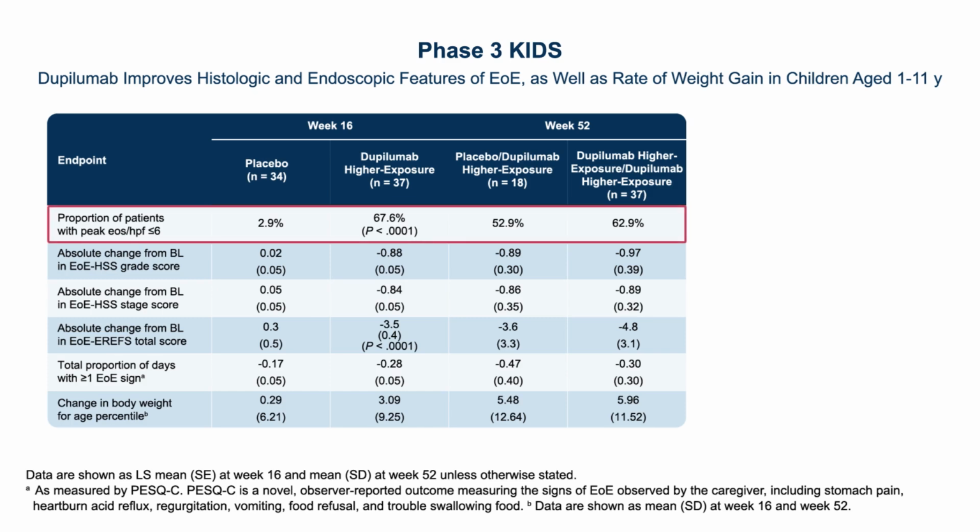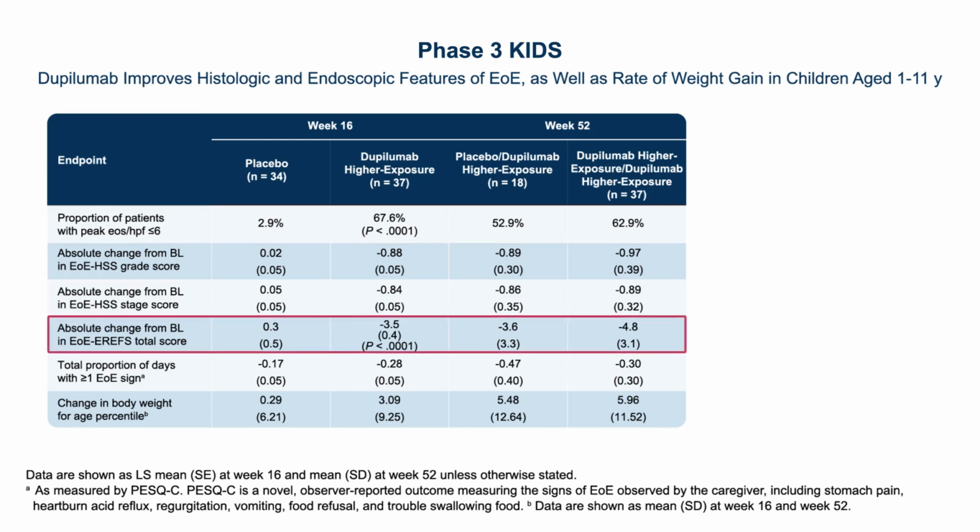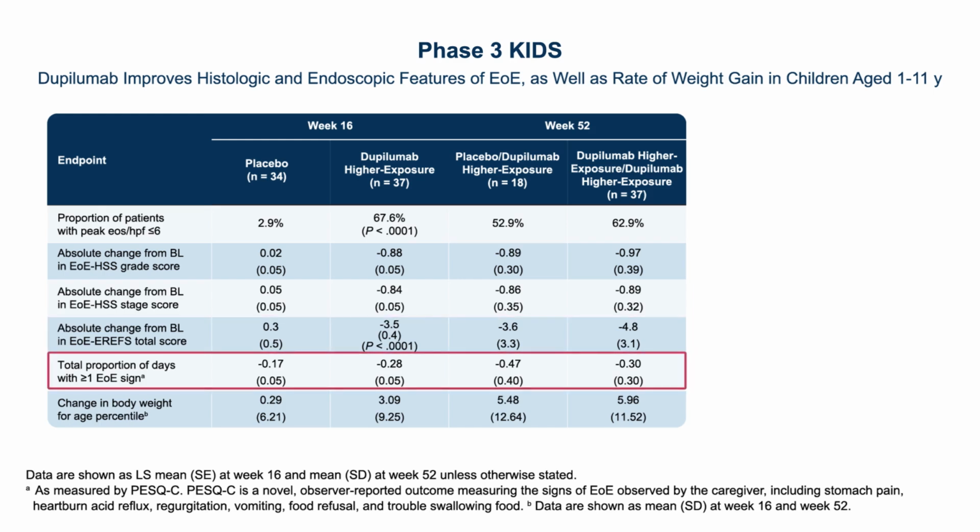And you can see that the patients had an improvement in their peak eosinophils per high-powered field, with up to 70% of patients on dupilumab having less than 6 in each segment. They also evaluated the EoE histologic scoring scale grade and stage score, and they all had significant changes in that histologic scoring scale compared to placebo patients. And there was an absolute change in the EoE EREFS endoscopic visual scoring scale compared to placebo. And patients also had significant improvement in days with greater than or equal to 1 EoE sign on a daily basis. And they also had an improvement in their body weight for age percentile, which is very important in younger children who especially have oral aversions and weight loss due to the disease.